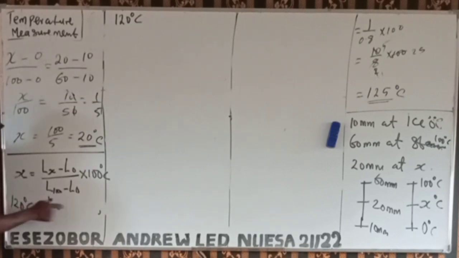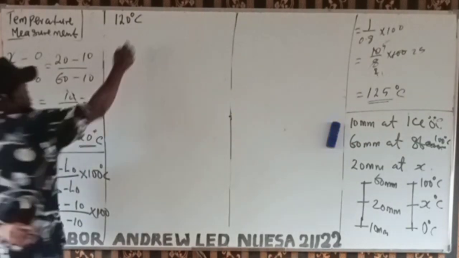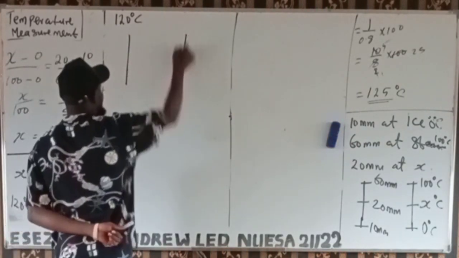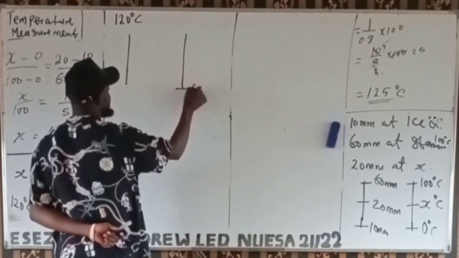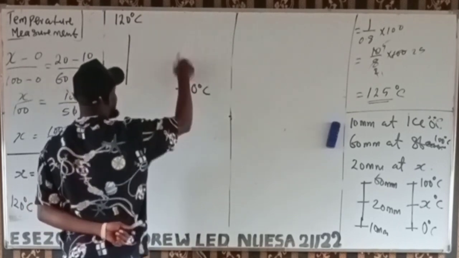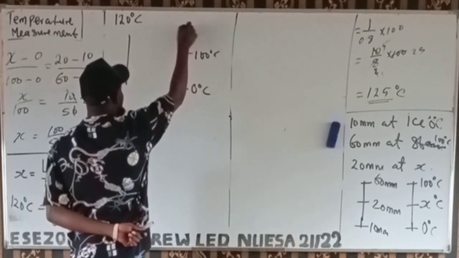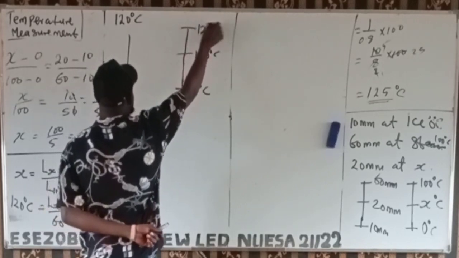What's the length at 120? This one is already 10, this one is already 60. If you use the formula here, you get the answer. But I want to do it from interpolation. What I say now is we have temperature, let's say 0 degrees Celsius, and 100 degrees Celsius, and 120 will be above, 120 degrees Celsius.